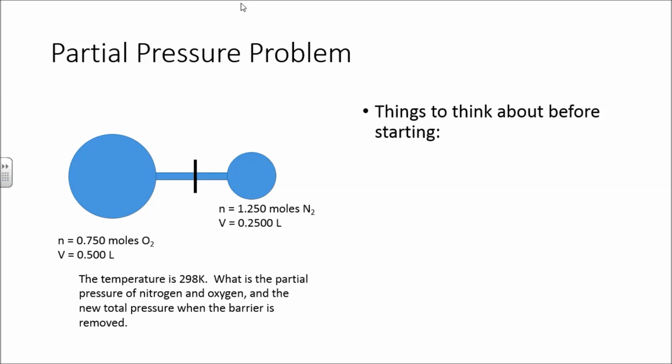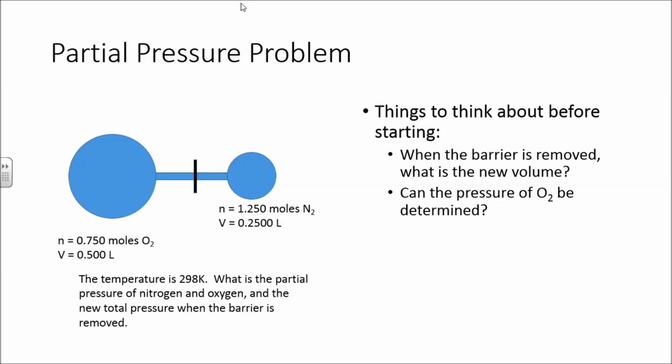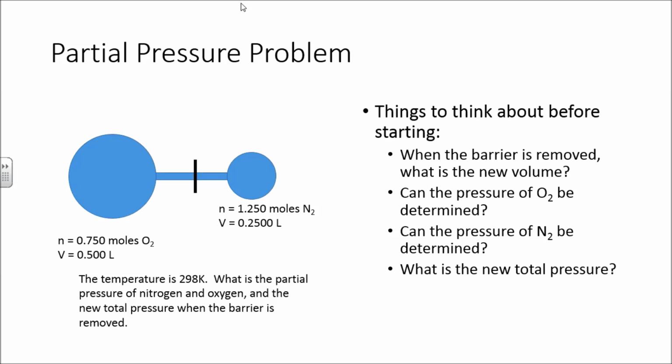So things to think about before we begin, after panicking of course, include when is the barrier removed? What's the new volume? Can the pressure of oxygen be determined? And since we have moles, a new volume, and a temperature, the answer is going to be yes. Can the pressure of nitrogen be determined? Just the same for oxygen, yes. And what is the new total pressure? So each of these little sub-questions will lead us to our final answer.